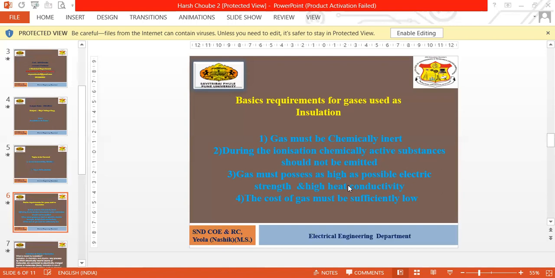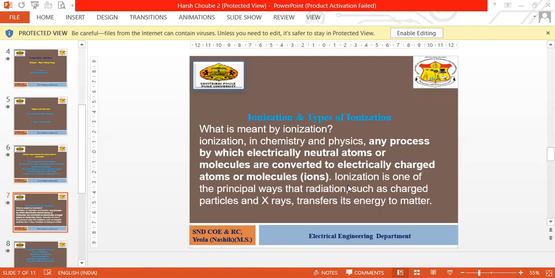Now the next one is ionization, and the types of ionization. Before going into this, I will shortly give you the idea of ionization. Ionization is nothing but releasing electrons from neutral atoms or molecules. From the neutral atoms or molecules, to release the electrons, that is called ionization.